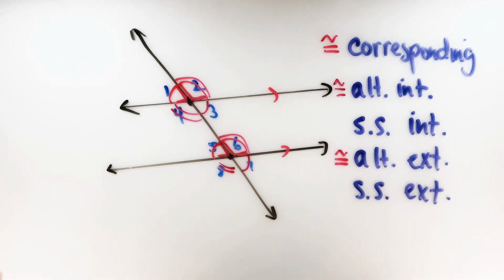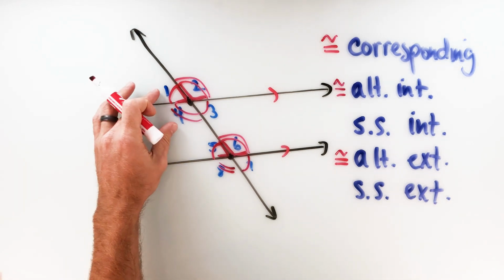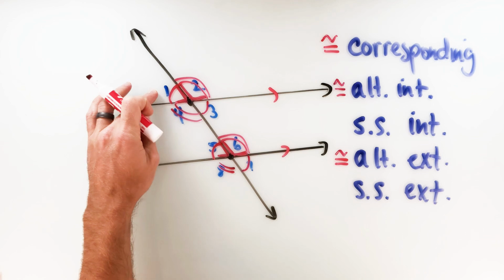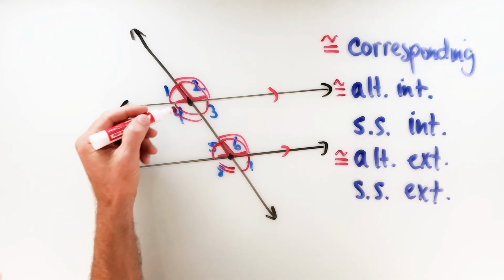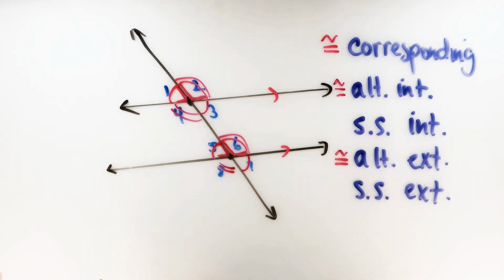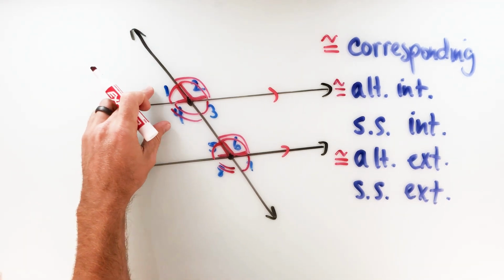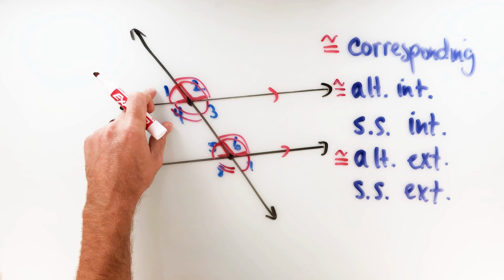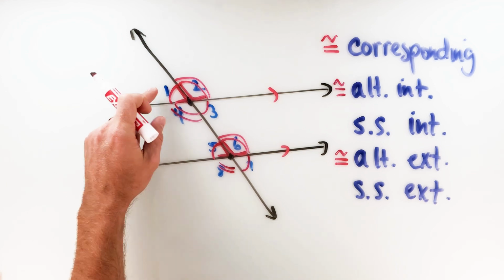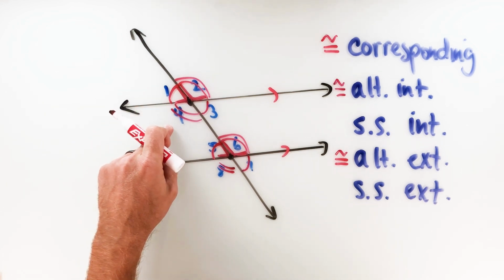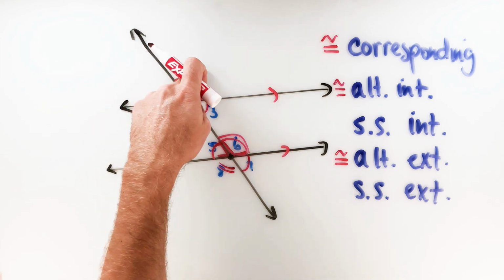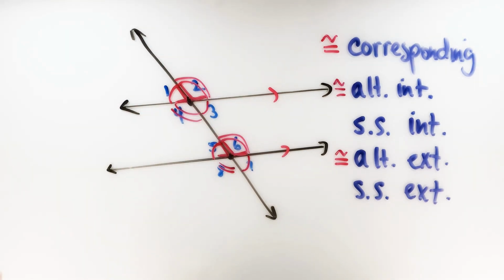Same side interior, same side exterior. Now, one thing that we know about straight lines in general is that if we have two angles that are adjacent to each other on a straight line, for example, angle 1 and angle 4, I know that a straight line is 180 degrees always. And if I have two angles next to each other on that straight line, their sum must be 180. So these are supplementary angles. I know that angle 1 and 4 are supplementary. I know that angle 1 and 2 are supplementary. I know that 2 and 3 are supplementary.